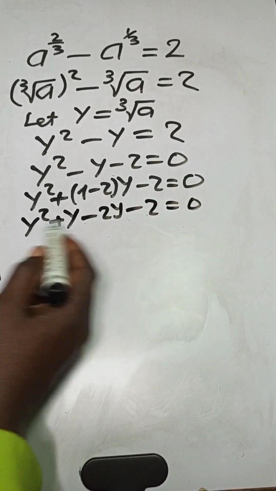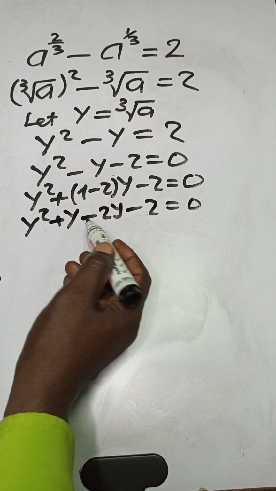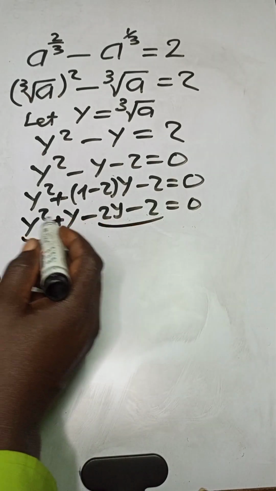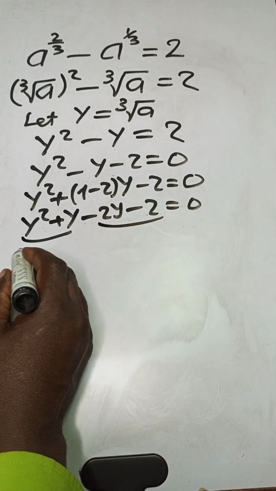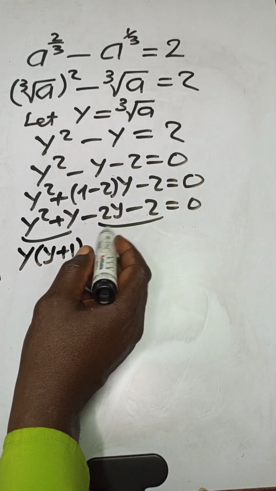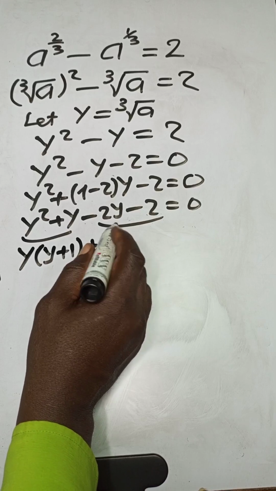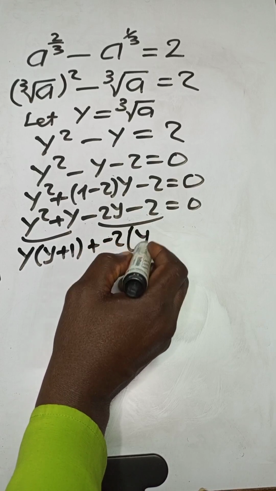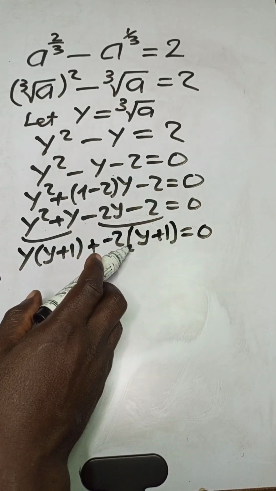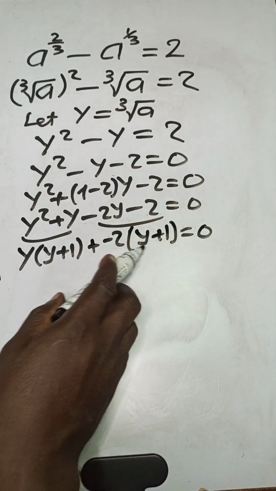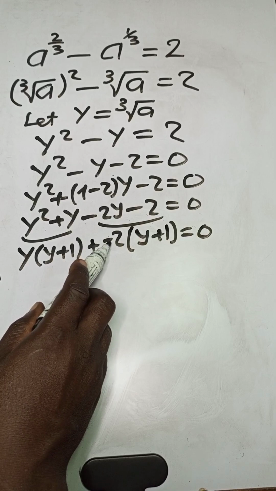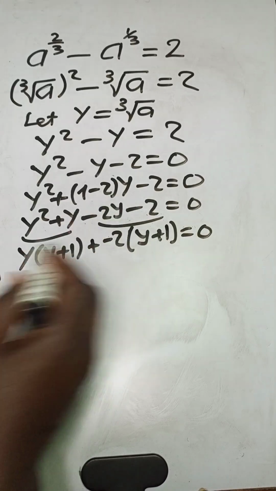Rearranging, let's take the first 2 terms and factorize, and the next 2 terms and factorize. If we look at the first 2 terms, y is common, so we'll put y outside. We're going to have y plus 1. If we look at the next 2 terms, -2 is common, so we'll say plus -2 into y plus 1 is equal to 0. We should always check to be sure that our factorization is correct. If we open this parenthesis, do we get back this? -2 multiplied by y is -2y, correct? -2 multiplied by plus 1 is -2. So this factorization is correct.